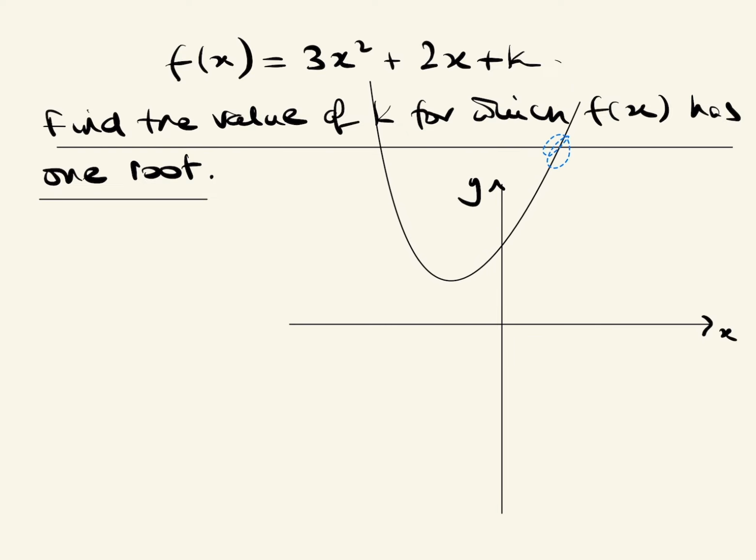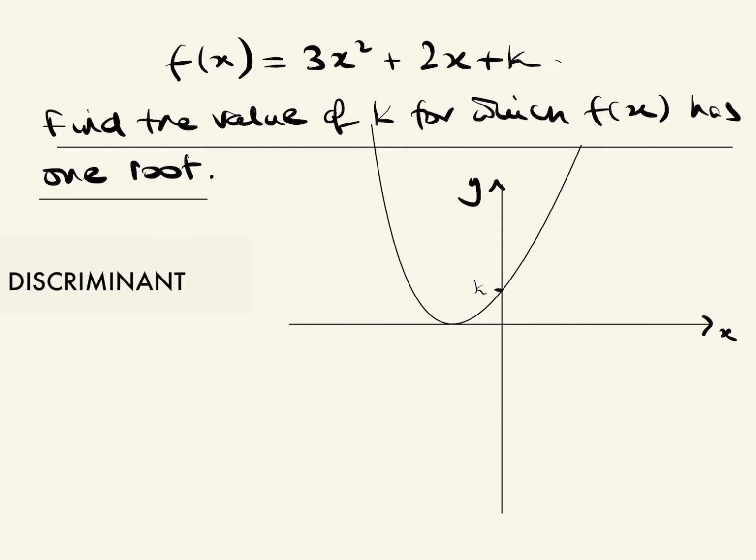But if we're going to have one root, this quadratic graph, the bottom of it is going to be sat on the x-axis, and then you would have a value here, and this is your k, where it goes through the y-axis, such that if we got one root, the bottom of the graph is sat on the x-axis to give us the one root. But we want the value of k, the y-intercept of the graph, that sets the bottom of the graph on the x-axis. And so what we need to do to find this is something called the discriminant, which I've talked about in another video, which you can find.